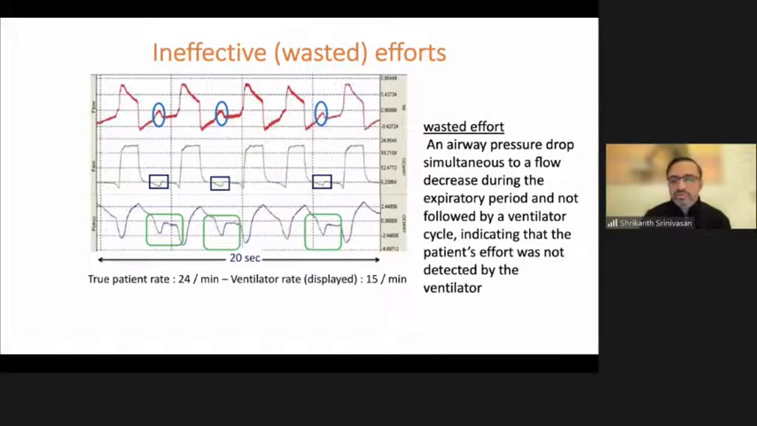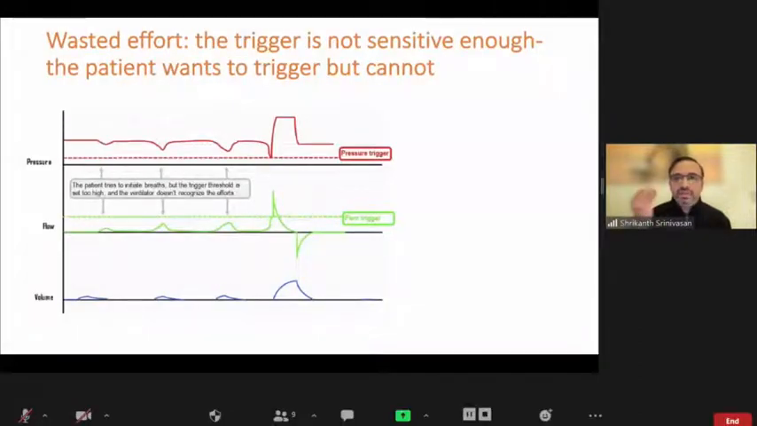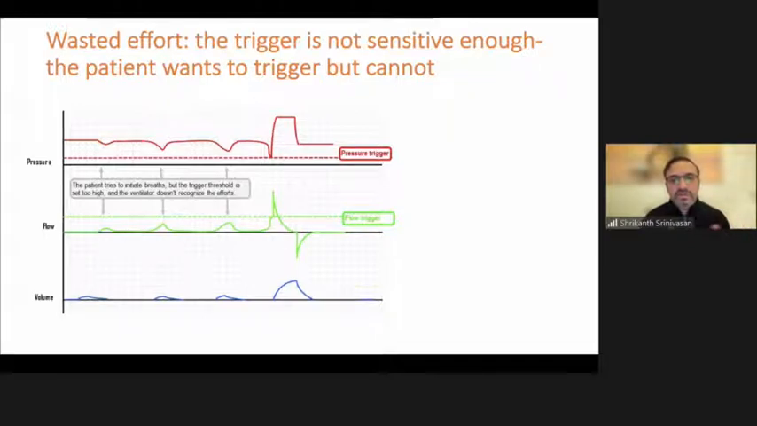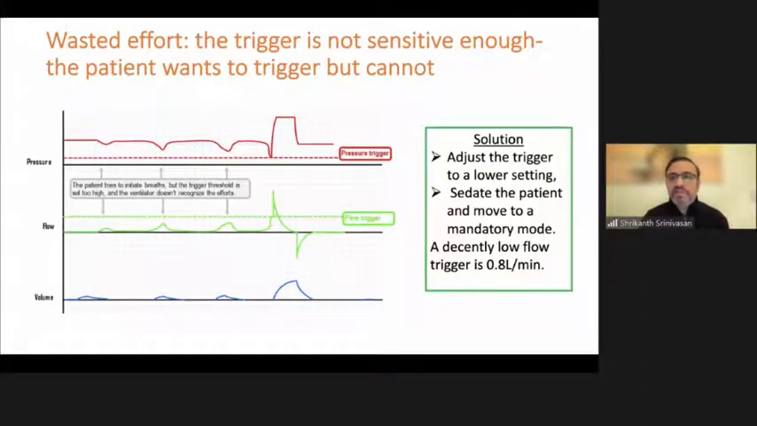So what is happening because of these wasted efforts? The patient is trying to make efforts, the diaphragm is contracting, right? But the breath is not being given. So there is a discrepancy between what the patient wants, what the patient's body requires, and what the ventilator is delivering. And this can occur because the trigger threshold which is being set, the flow trigger or the pressure trigger, whichever is being set, is probably inappropriate or too high, so that the ventilator does not recognize the patient's efforts. So how do we correct this? We obviously correct this by adjusting the trigger to a lower setting.